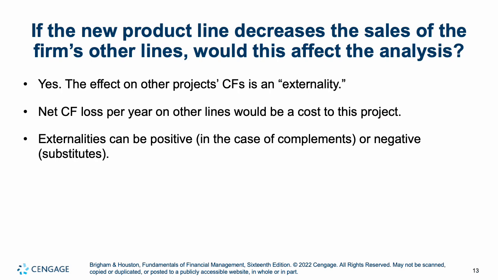If the new product line decreases the sales of our other lines, would this affect it? That's known as cannibalization, and it's a type of externality. So if taking this new project means we have to divert resources away from an existing project line or make less of an existing project, whatever lost sales that is going to cause has to be factored into the analysis. And once again, the new project needs to make us more than what we're losing by foregoing that other part. So the net cash flow loss per year on the other lines is a cost to this project. We need to make more than that change.